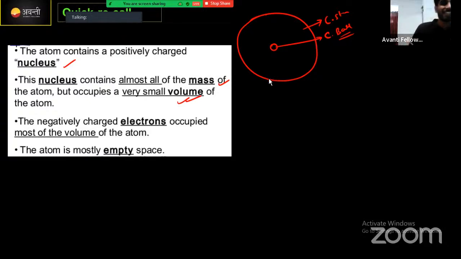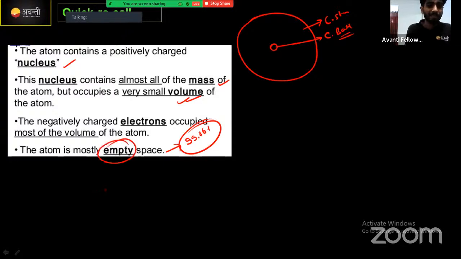No problem. Okay, the negatively charged electrons occupy most of the volume. They are revolving here, and in the last point, if I want to suggest, around 99.86 percent of the atom's space is completely empty. Completely empty. These are all the conclusions given by Rutherford.